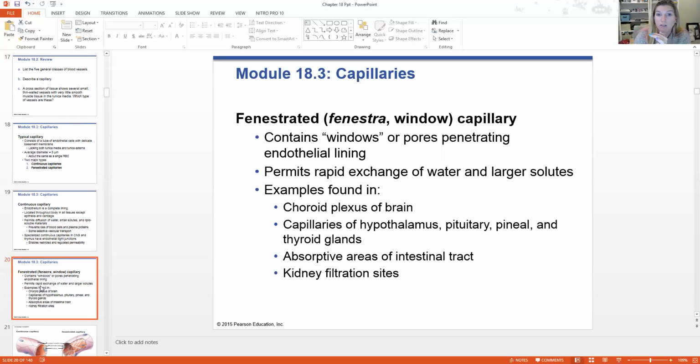These occur in the choroid plexus of the brain. Pop quiz, what does the choroid plexus do? Make CSF, right? So the choroid plexus of the brain is one of these sites of fenestrated capillaries. Also the hypothalamus, pituitary, pineal, and thyroid glands. That makes sense, right? What are those things doing? Secreting hormones, right? You've got to get those big hormone protein molecules into the blood. They're also in the absorptive areas of the intestinal tract. Makes sense. You need to get all those nutrients in. And certain sites along the kidney for filtration.